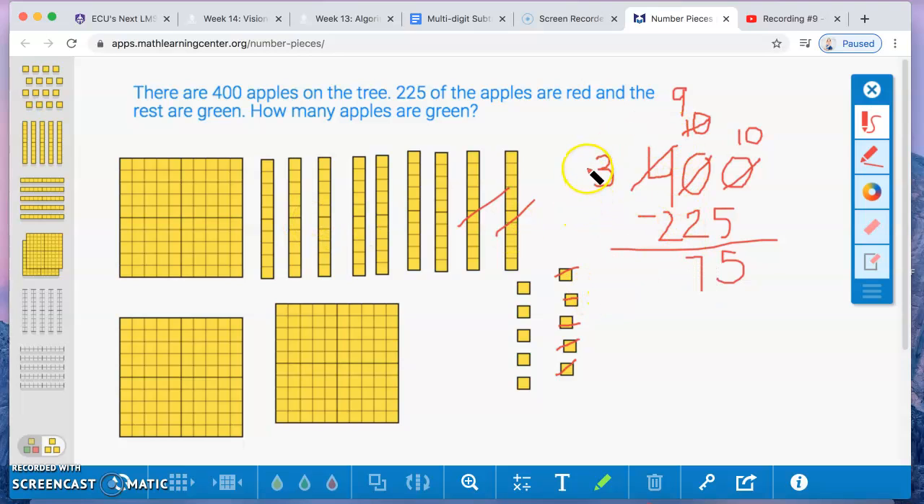Now, we move over to the left to our hundreds place. We had to decompose, which leaves us with 3 hundreds frames. 3 minus 2, 1, 2, leaves us with 1 hundred, 7 tens, 5 ones. Our answer is 175 of the apples are green. Awesome job today, guys.